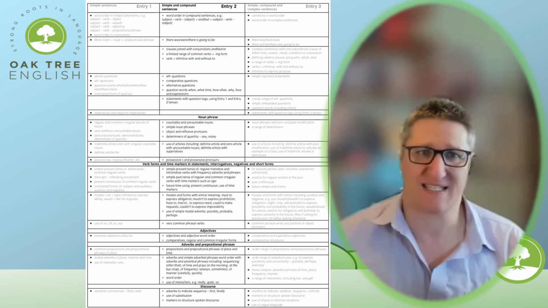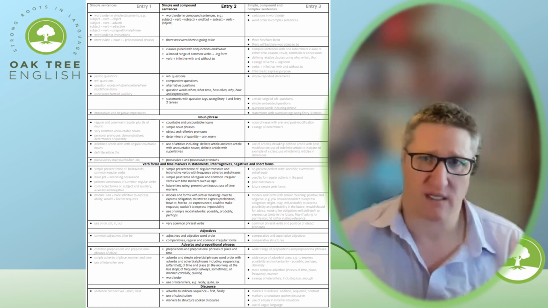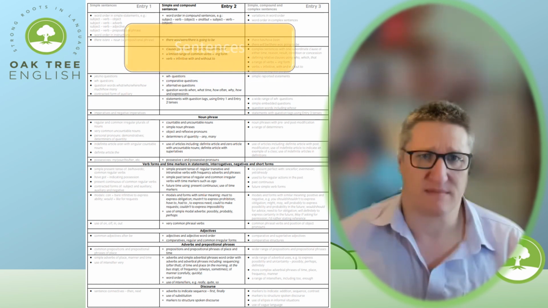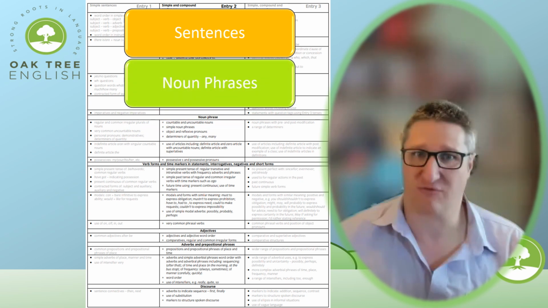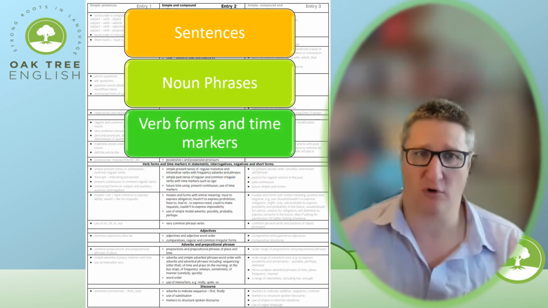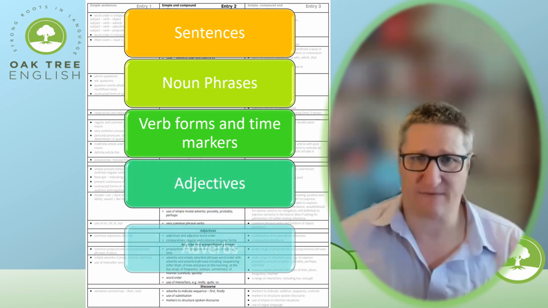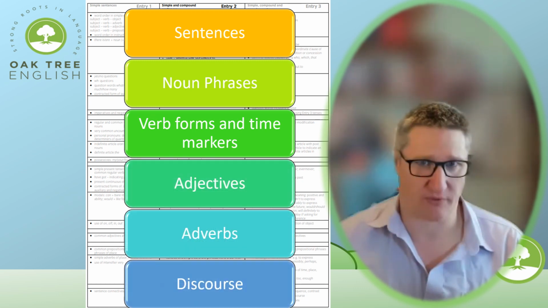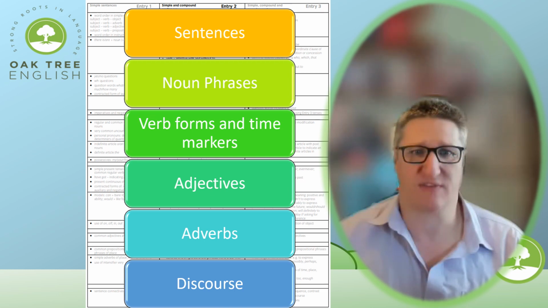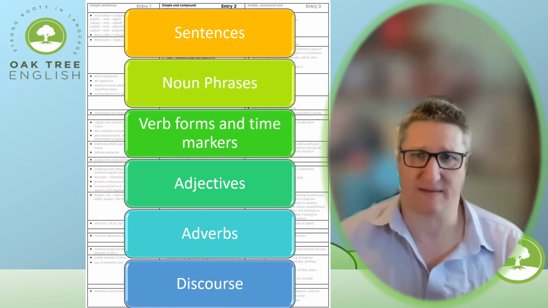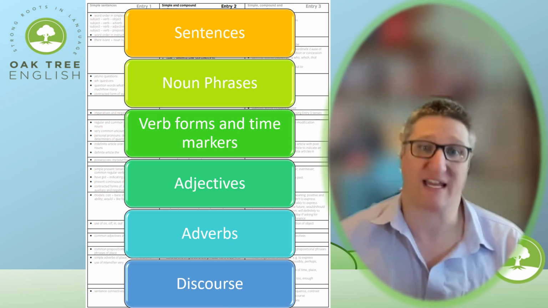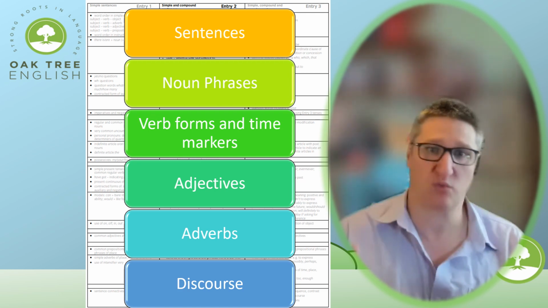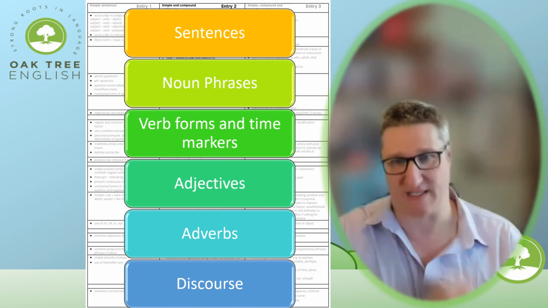It's split into 6 areas. Each one should be developed more through each level. The areas are sentences, noun phrases, verb forms and time markers, adjectives, adverbs and discourse. We're going to look at each of these to explain what is expected. I will not cover all the expectations of entry 1 and 2 because I've made a video about them, which you should watch as a foundation for this video.